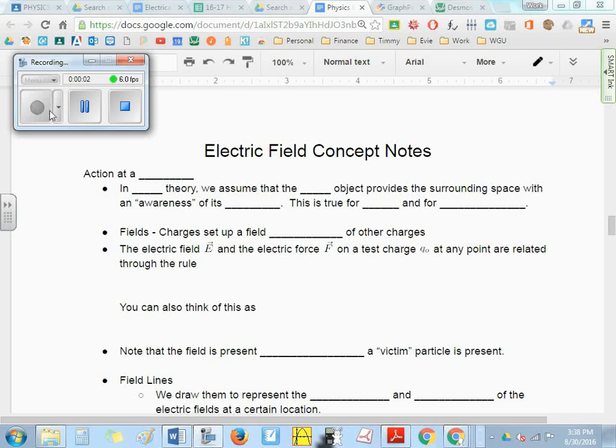Welcome to our second half of the first unit. The first half of our unit, remember, was called electric charge and Coulomb's law. The second part of our unit is called electric field.